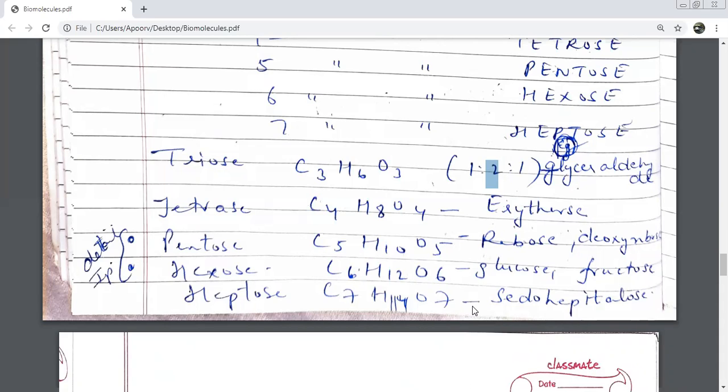Number of carbon atoms. Number of atoms. So if I say 1 carbon, then N becomes 1, and then you can simply put the value of N and you can get the formula of any of the sugars.